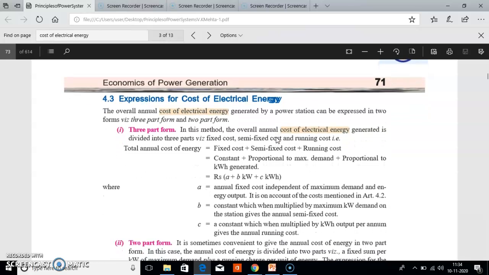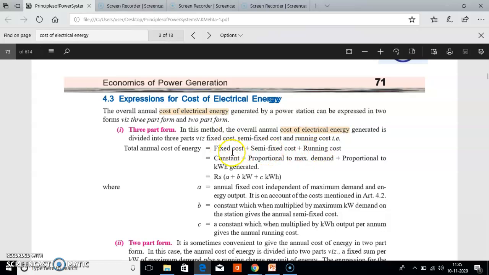Now we move to the expression for finding the cost of electrical energy. The cost of electrical energy can be classified into two forms. The first one is three-part form. In three-part form, the cost of electrical energy is divided into three costs: fixed cost, semi-fixed cost, and running cost. We consolidate all the components, so the total annual cost of energy in three-part form equals fixed cost plus semi-fixed cost plus running cost.